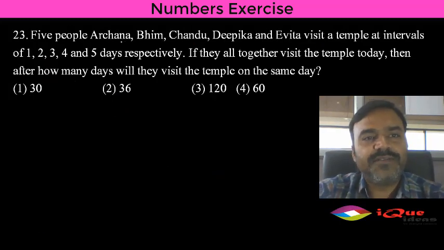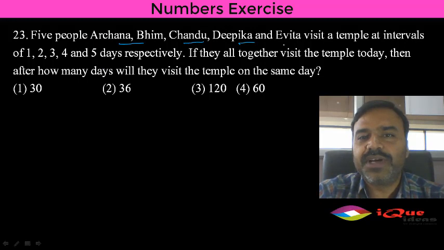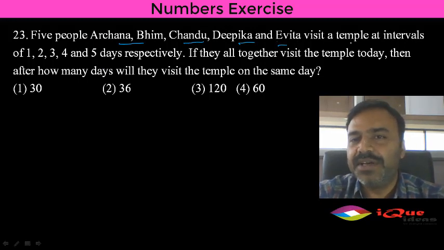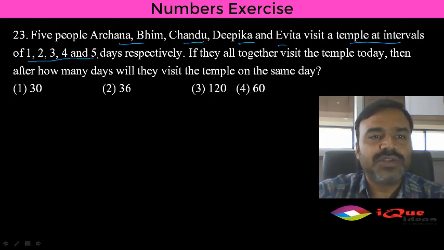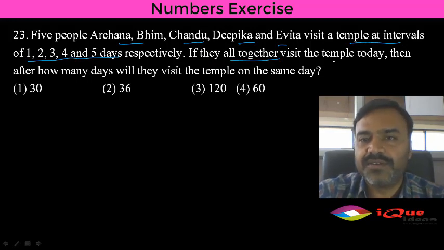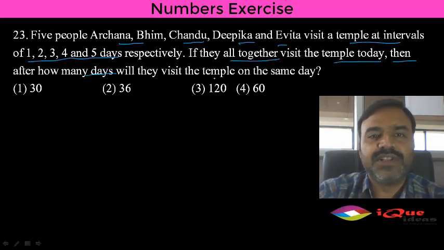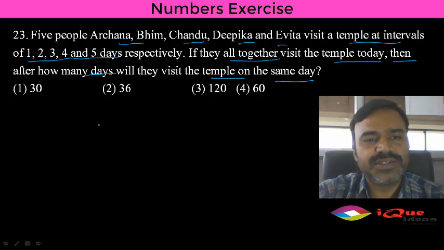The next question says 5 people, Archana, Bhim, Chandu, Deepika and Evita, basically A, B, C, D, E, visit a temple at intervals 1, 2, 3, 4, 5 days respectively. If they all together visit the temple today, then after how many days will they visit the temple on the same day? Right, so simply LCM. LCM of 1, 2, 3, 4, 5.